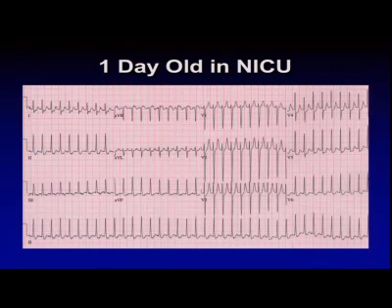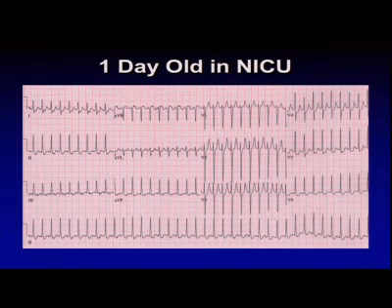So let's start with a 1-day-old in the NICU. This is a patient that we were consulted on that was at Hillcrest with irregular narrow complex tachycardia. When we look at ECGs, particularly as an electrophysiologist, the one thing I want to know in a narrow complex tachycardia, really any tachycardia, is where are the P waves, right?